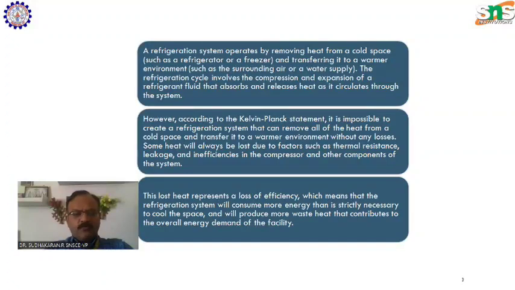So this loss of heat represents a loss of efficiency, which means that the refrigeration system will consume more energy than is strictly necessary to cool the space and will produce more waste heat that contributes to the overall energy demand of the facility.